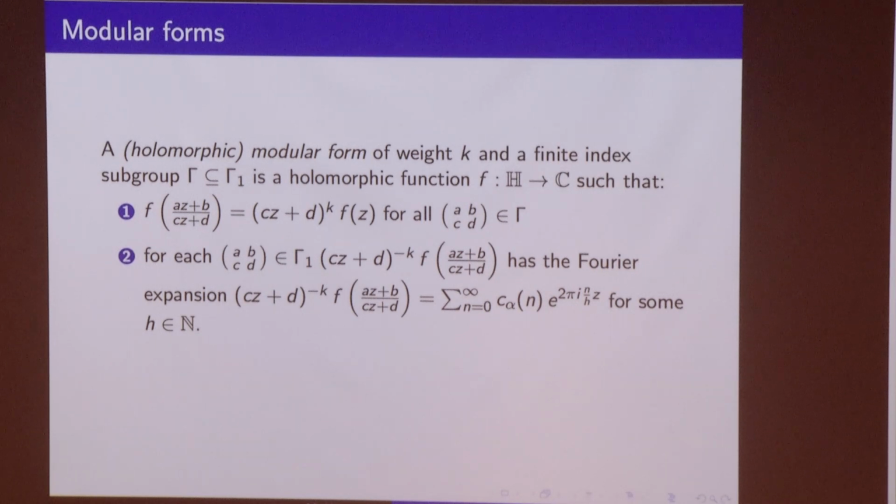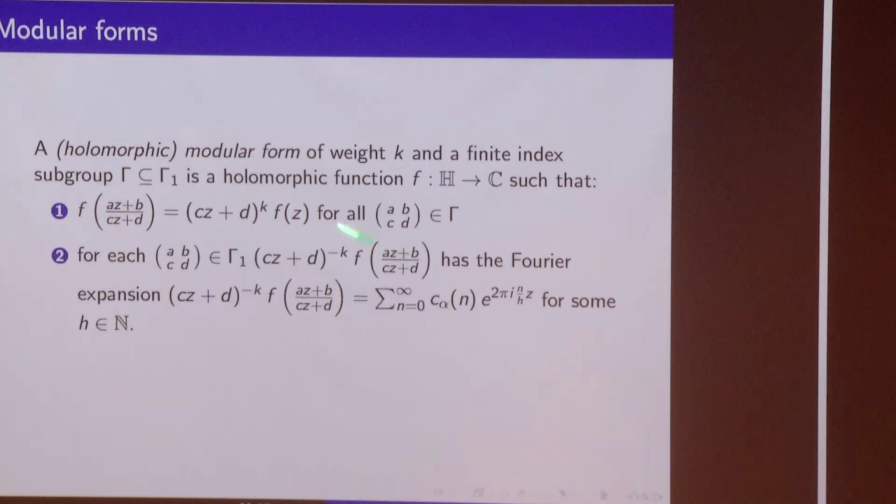We would like to study functions on the upper half plane which are symmetric with respect to the modular group. More precisely, we will study modular forms. We will consider holomorphic modular forms of weight k, not only for the group PSL2(Z), but also for its subgroups of finite index, and such a modular form is a holomorphic function which satisfies the following conditions. First, it satisfies this transformation rule with respect to all elements of gamma.